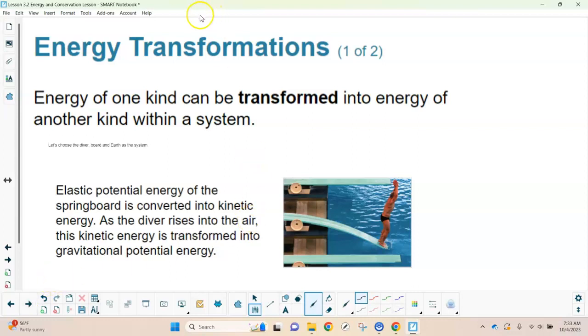We're going to distinguish between two words that are similar but not exactly the same. We can talk about energy transformations. A transformation is like a transformer. It changes. So energy of one kind is going to transform into another type of energy, but it stays within the system. So the energy doesn't go anywhere. It still stays in that same system. It's just changed form.